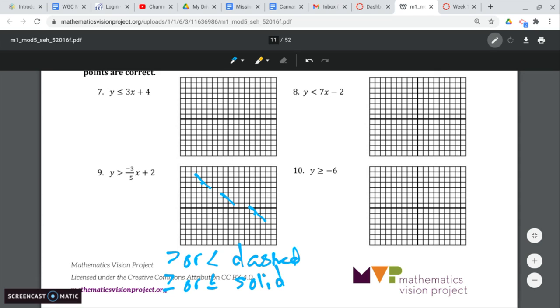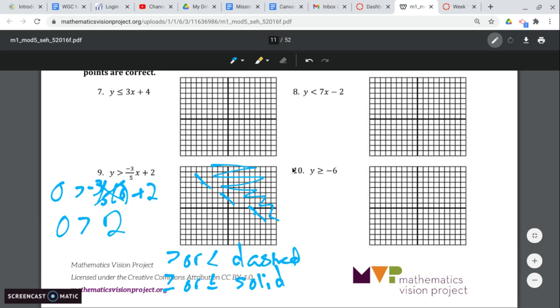One way that I always use to determine shading is, so long as the line is not going through the origin, I use the point (0, 0). So we'd have 0 is greater than, not equal to, greater than -3/5 times 0 plus 2. So that cancels out. So we just have 0 is greater than 2. Is that true? No, which means any value below this line is also going to prove to be false. So our shading is everything above. So that's what we're looking at there.